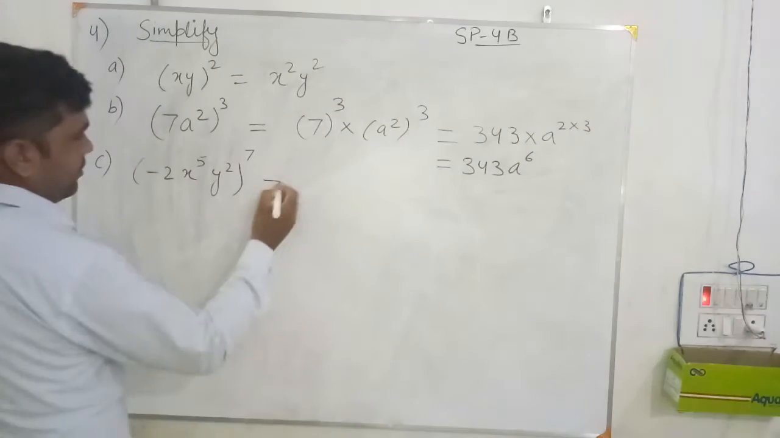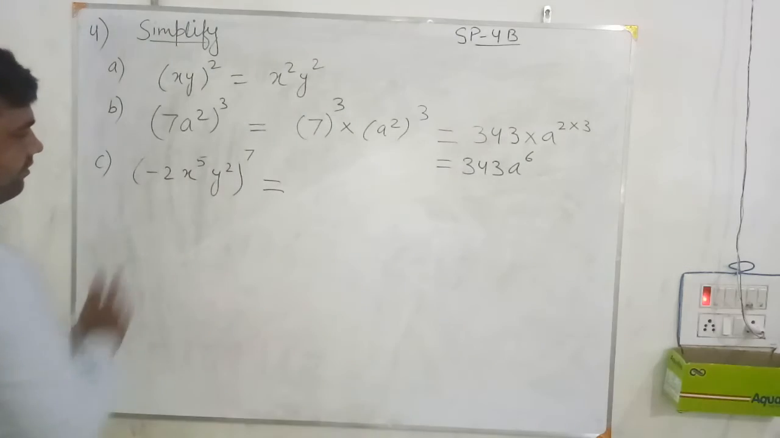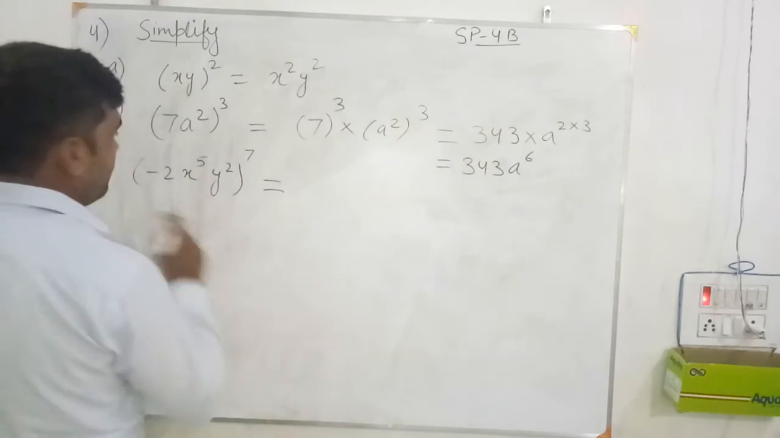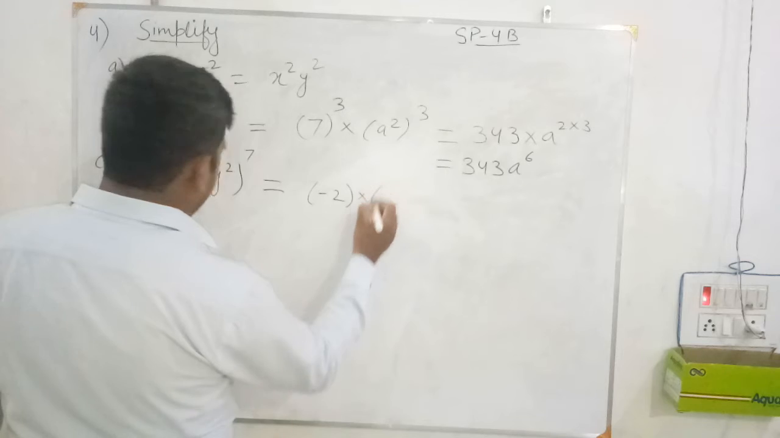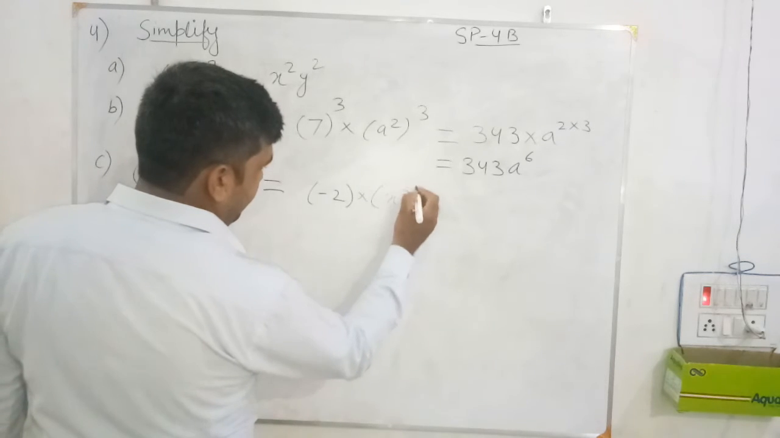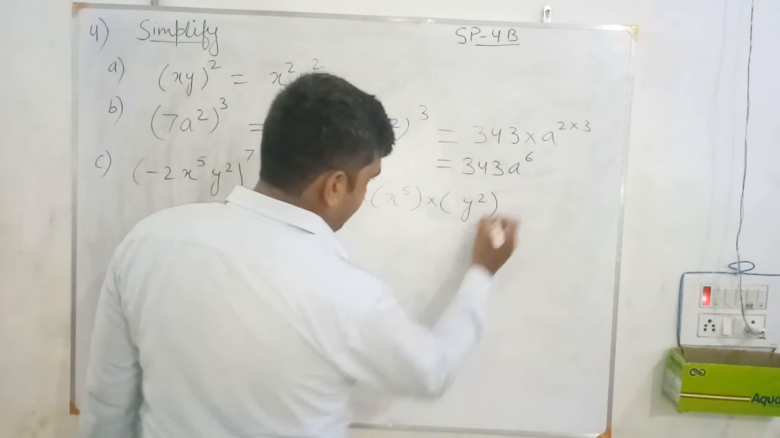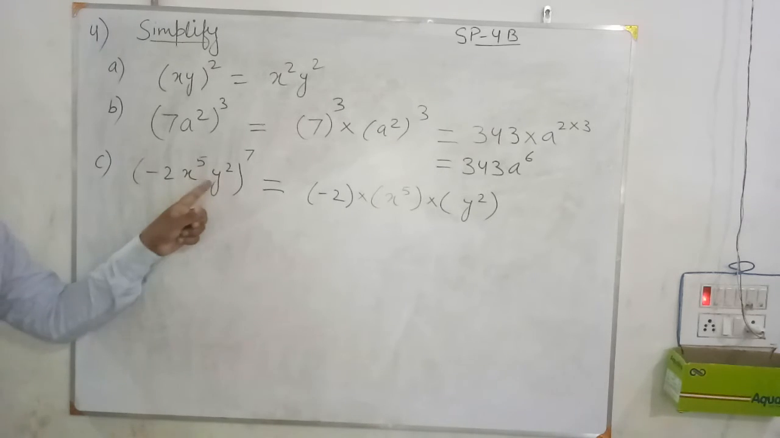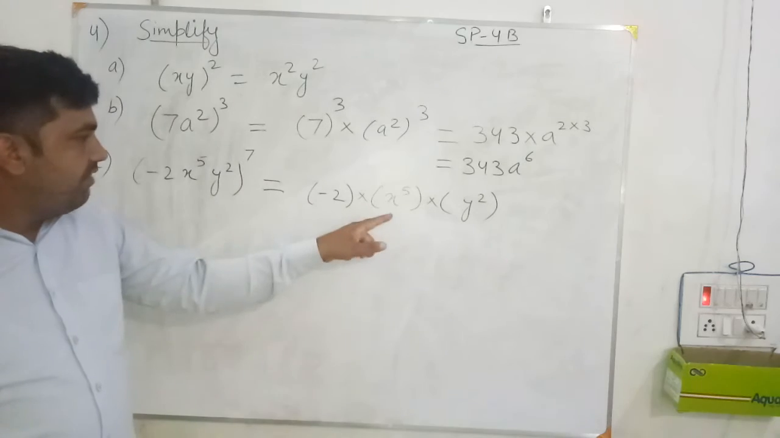Now again, in this question there are three different bases: one is minus 2, another is x, another is y. So one base you can take as minus 2, another base as x to the power 5, and the third base as y square. All three bases are multiplied with each other, because there is no sign in between: minus 2 multiply x to the power 5 multiply y square.